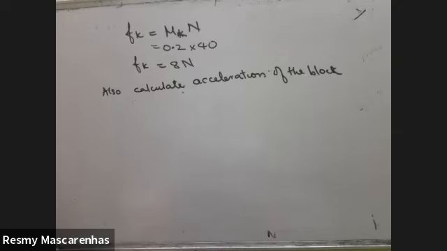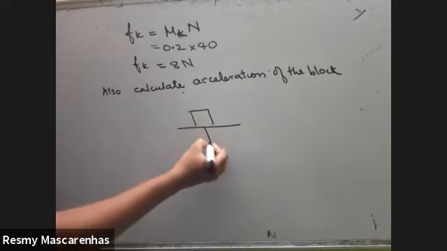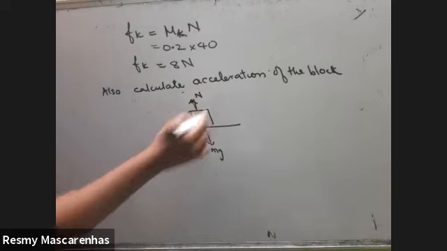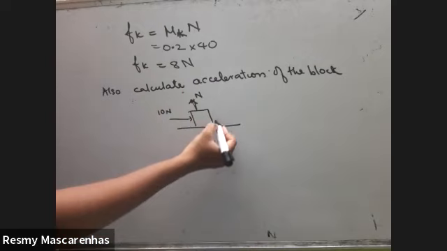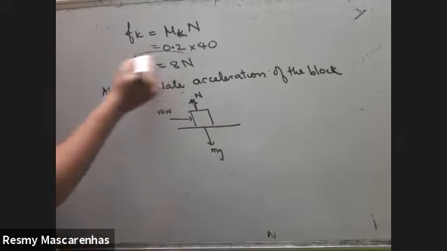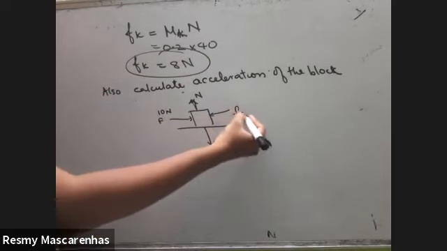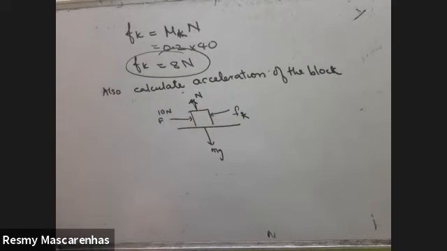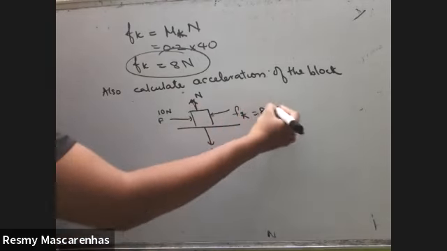Now draw the same diagram again for acceleration. This is mg, this is N. Now definitely this is moving. So this is 10 Newton. Now what is going to happen? There's a frictional force which we have calculated. Obviously this is your main F applied. Your kinetic friction will always be opposite to your applied force, which you got as 8 Newton.